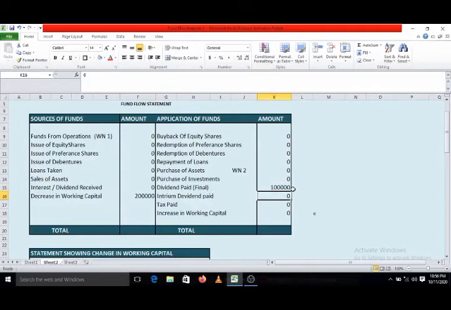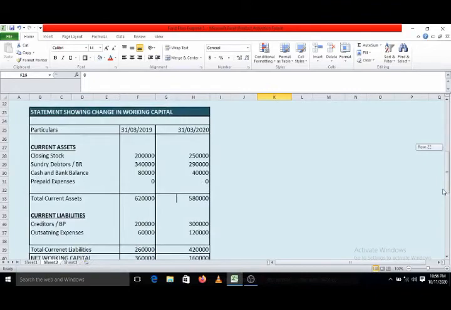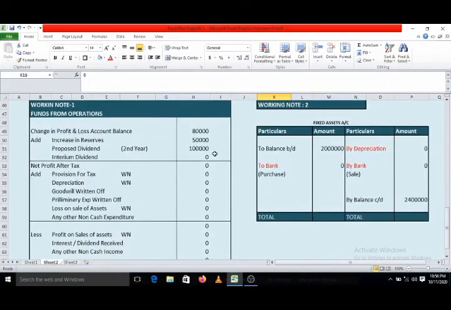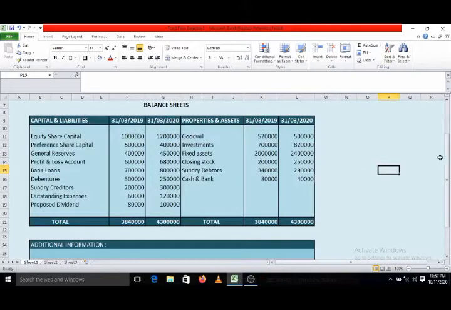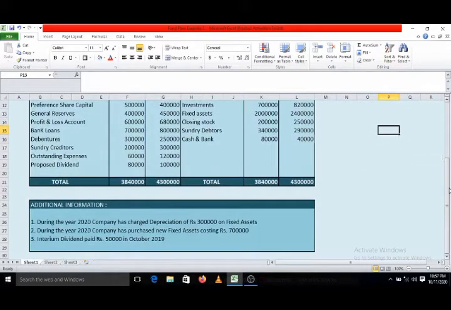That is the application. And the current year proposed dividend we have to add back into the profit for calculating funds from operations. Okay. Now interim dividend. What about interim dividend? Always you will find the information about the interim dividend in additional information in the example. So you can check out the third information. Interim dividend paid rupees 50,000 in October 2019.